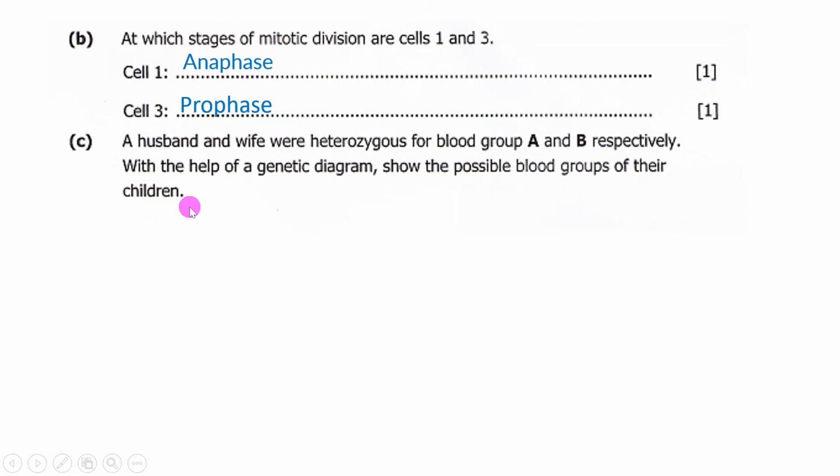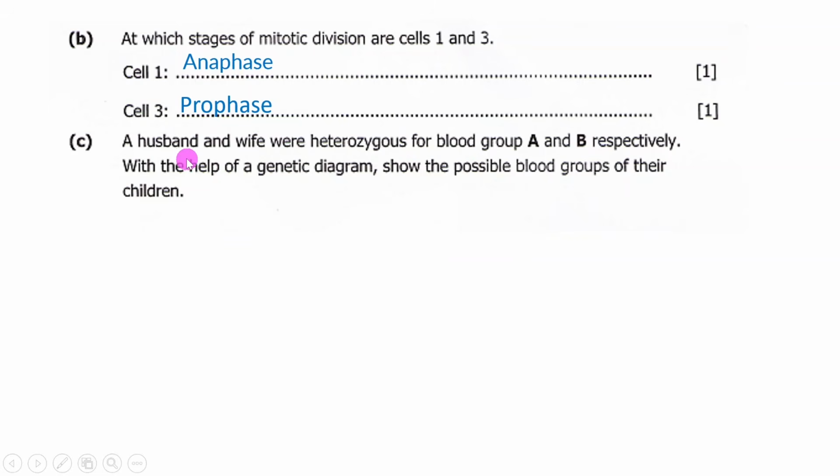We actually have four blood groups. We have blood group A, blood group B, then blood group AB, then blood group O. These are the blood groups that we have, which are determined by three alleles, A, B, and O. Those are the alleles that determine these groups.